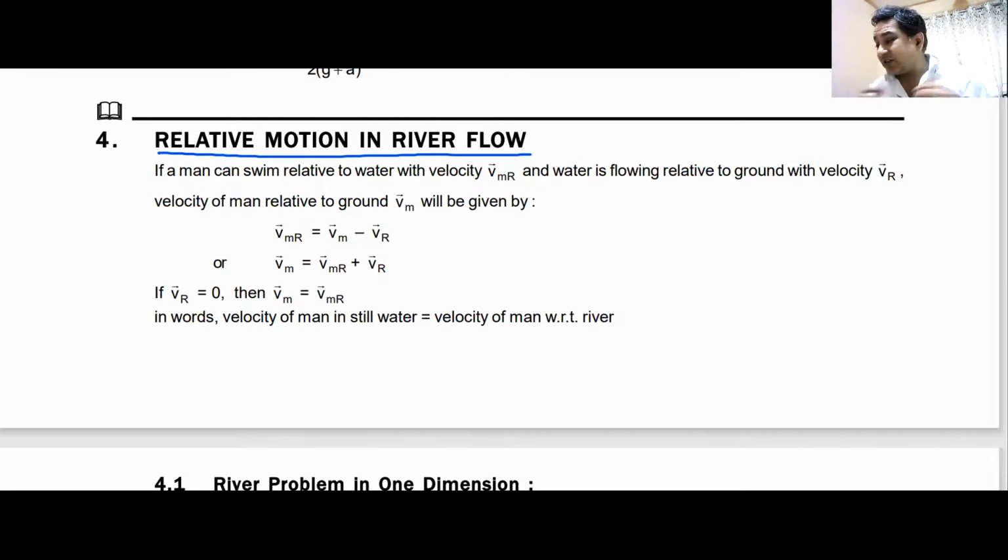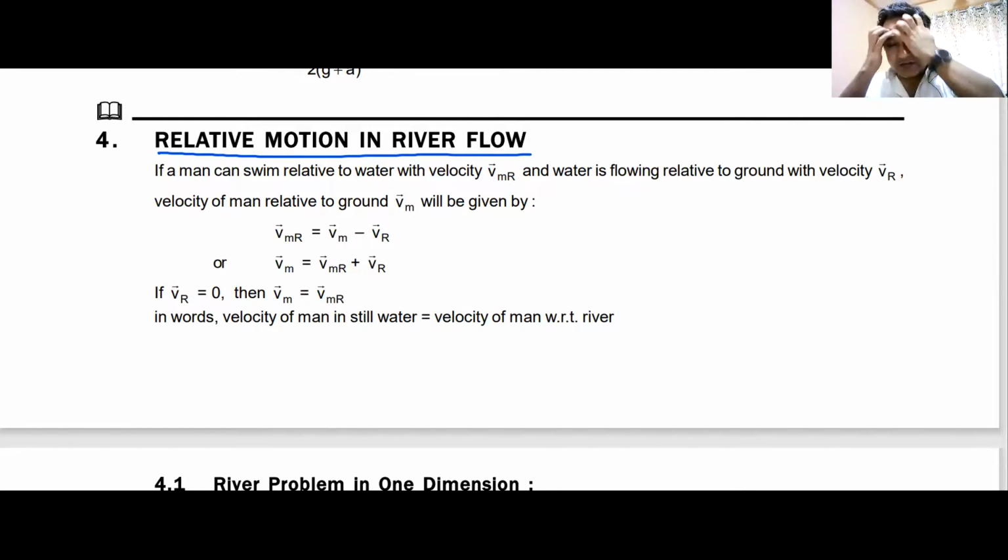Whether they do it or not, it's a different issue. River flow. Now, when a river flows, water is flowing in it. And now, the sort of questions that we'll encounter will have either a man or a swimmer or a person trying to swim or a boat which is moving on the river. We'll have to solve questions in that category.